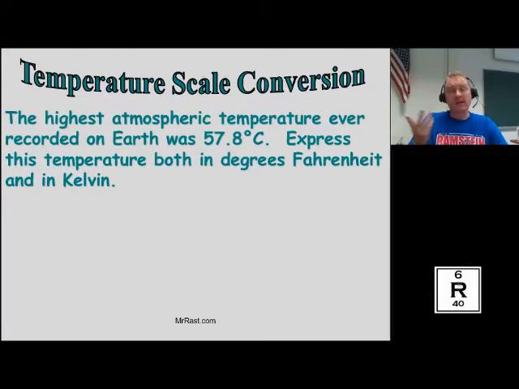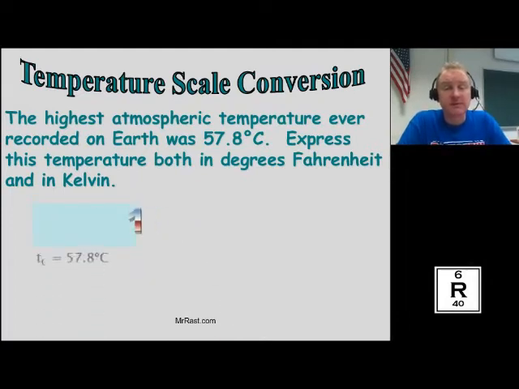And here's just a little practice with converting temperatures. See if you can do this. The highest atmospheric temperature ever recorded on Earth was 57.8 degrees Celsius. I believe this was in California, Death Valley. Express this temperature both in degrees Fahrenheit and in Kelvin. So you can pause the video and give this a try, and then start it and see if you got it right. Let's see how you did.